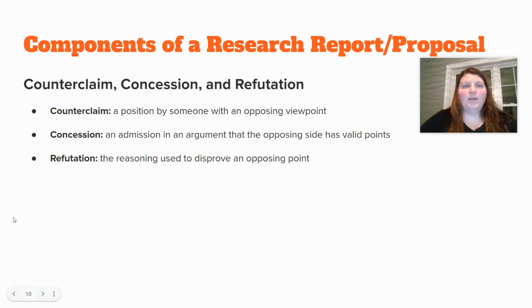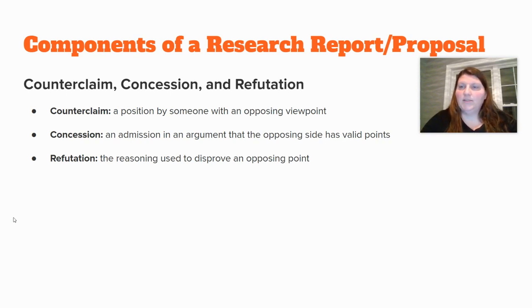The next part is the counterclaim, concession, and refutation. A counterclaim is a position by someone with an opposing viewpoint. So your claim is what you believe about your topic. A counterclaim is what someone with a viewpoint that opposes yours or goes against yours believes. A concession is an admission and an argument that the opposing side has valid points.